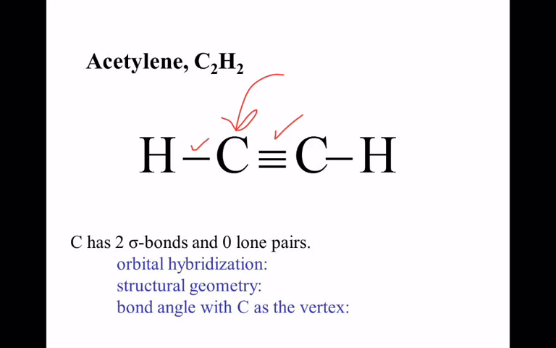Okay, so what is its orbital hybridization? It is sp. What's its structural geometry? Linear. And then what's its bond angle? Yep, 180. That's it. Very good.